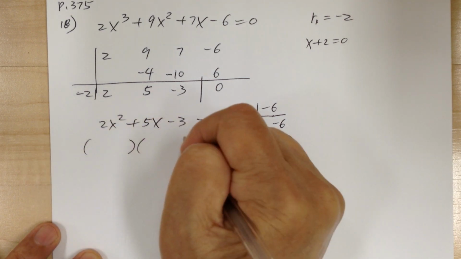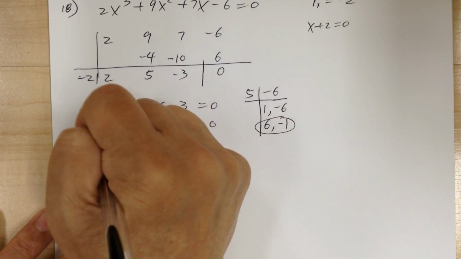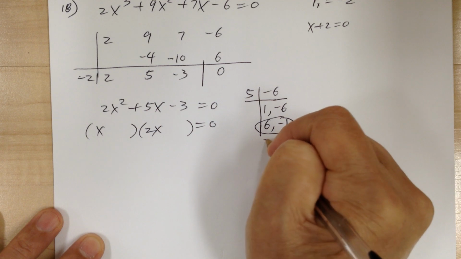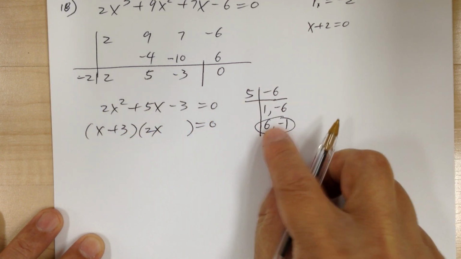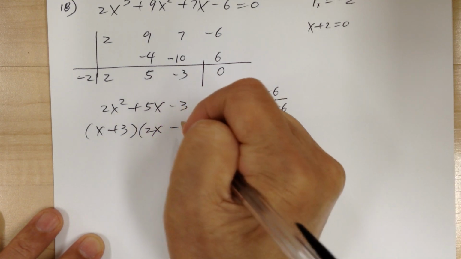So that means you can do the factoring. You're going to get x, 2x. So this will be the inside. I need to have plus 3, right? 2 times 3 gives me 6. This would be the outside, so it would be -1.